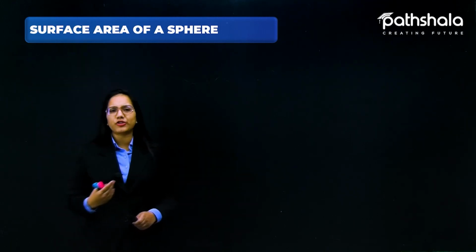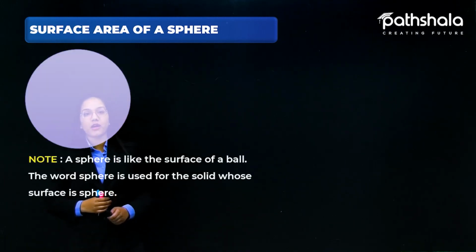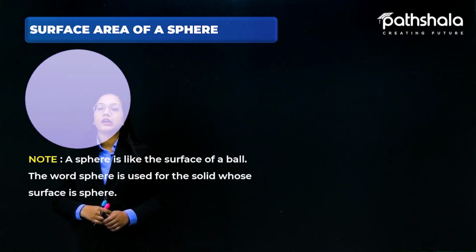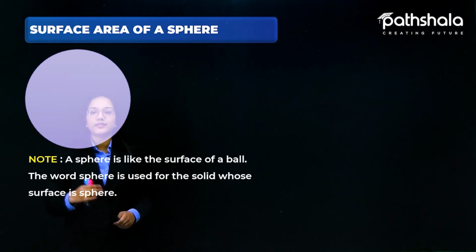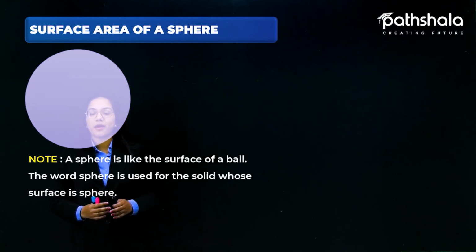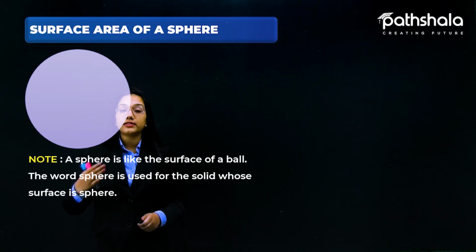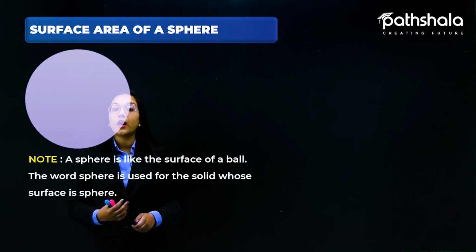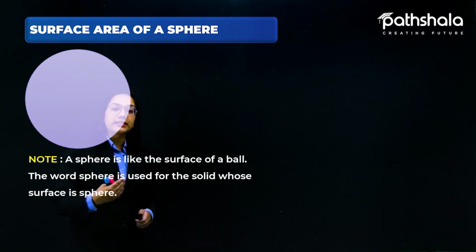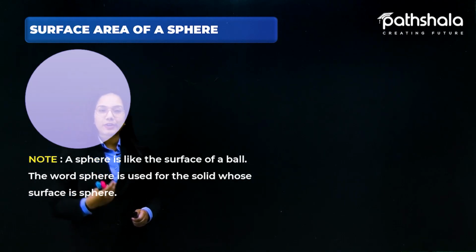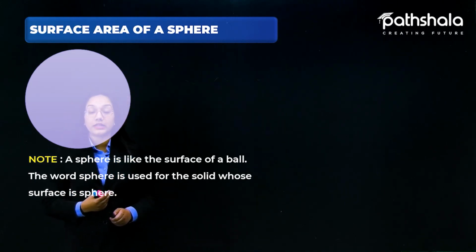Now there is a special note related to the sphere: a sphere is like the surface of a ball. If we compare it with a ball, it is like the surface of a ball. The word sphere is used for the solid whose surface is a sphere. So this is a special note related to the sphere.